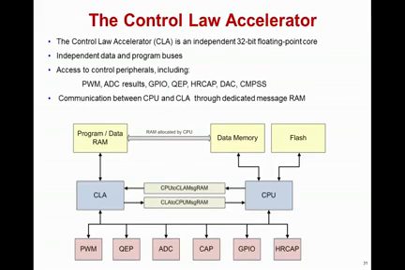On the C2000 microcontroller family, the Control Law Accelerator, or CLA, is an independent 32-bit floating-point core. This runs in parallel with the main CPU and runs completely standalone. This allows you to run your control loop code entirely on the CLA without interrupting or interacting with the CPU.